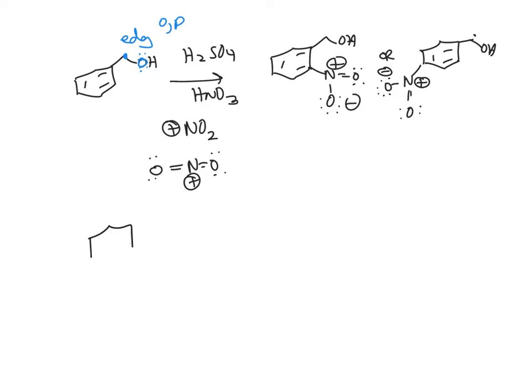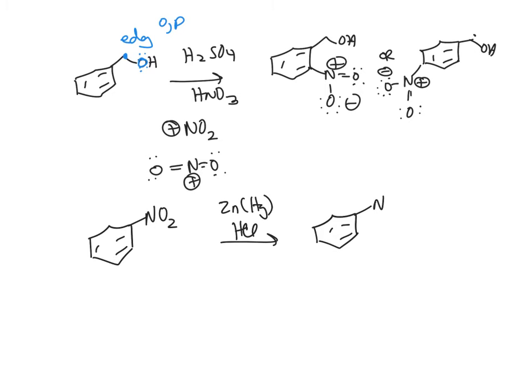now we have a nitro. A lot of people got this. So we have our nitro, and with mercury and zinc and HCl, you recognize that the nitro got reduced to an NH2. So this is that reagent again that can take the carbonyl off of a ketone, and it also can reduce a nitro to an amine.